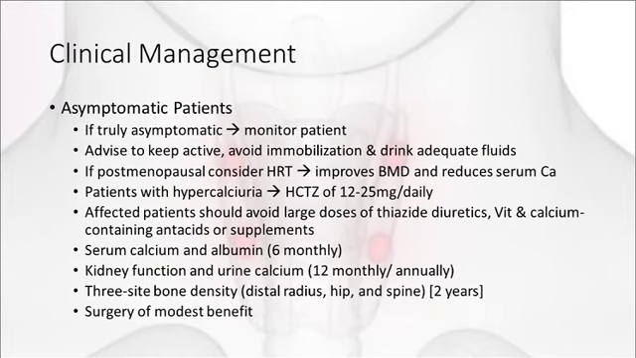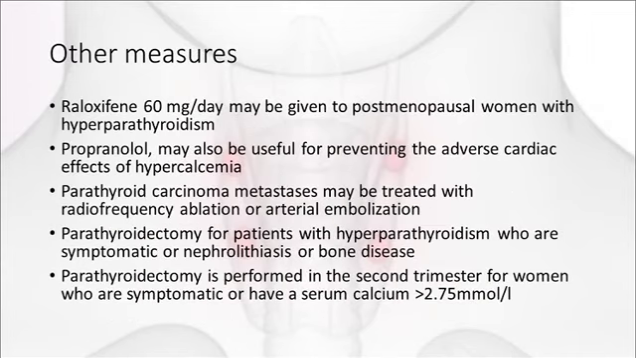And then of course, surgery is of modest benefit in these patients. Other measures that can be considered: raloxifene at a dose of 60 milligrams daily may be given to postmenopausal women with hyperparathyroidism. Propranolol may be useful in preventing adverse cardiac events of hypercalcemia. Parathyroid carcinoma metastases may be treated by radiofrequency ablation, which is a form of interventional radiology, or arterial embolization, also a form of interventional radiology and not part of the scope of this particular course.